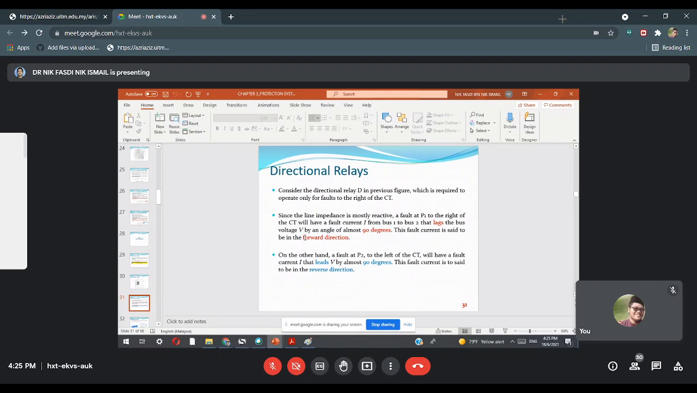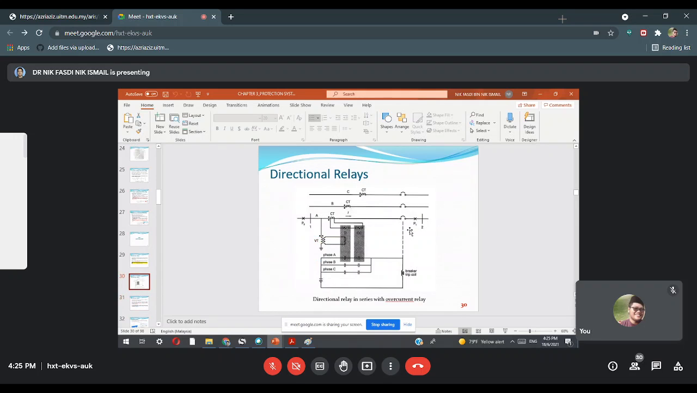Kita kata ada satu forward direction dan satu reverse direction. Kat sini, kalau fault occur kat sini, kita katakan bahawa current dalam bentuk forward direction. Kenapa forward? Because sebenarnya kat sini akan ada source, generator, dan kat sini ada load. So current akan flow daripada source kepada load, kan? Normal operation, source kepada load.